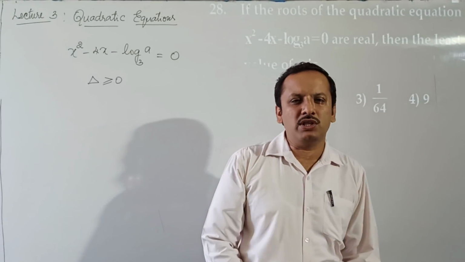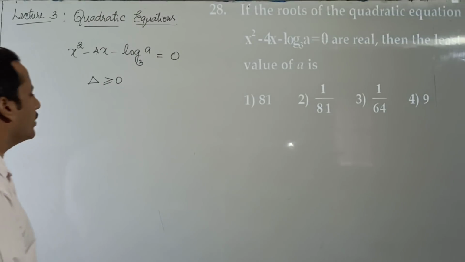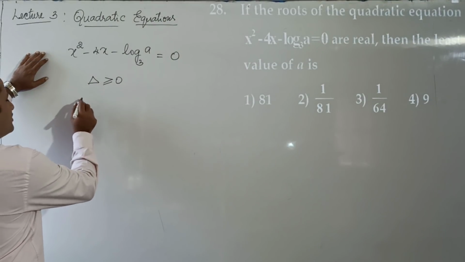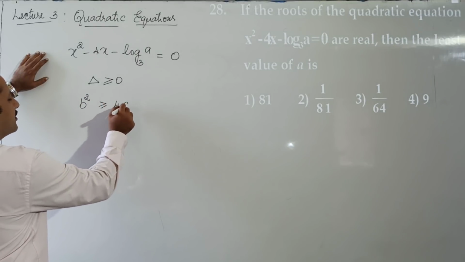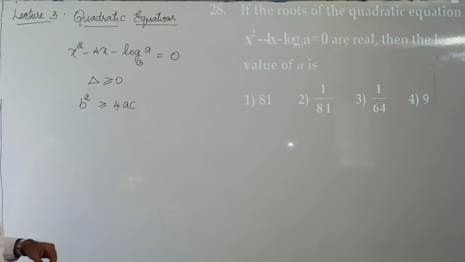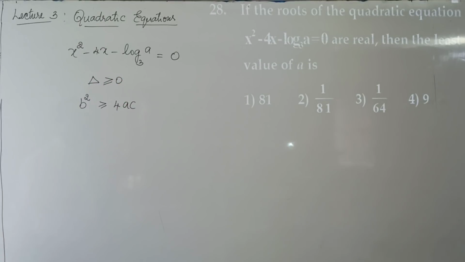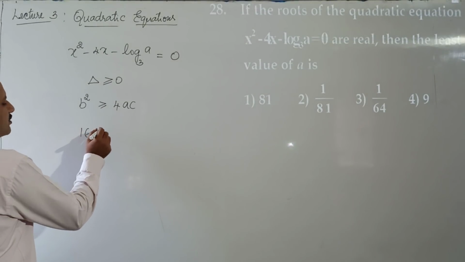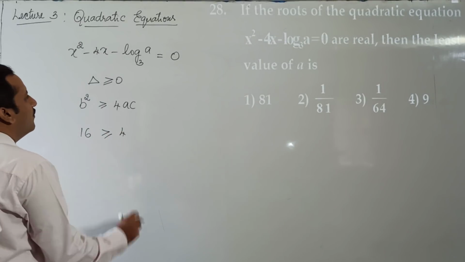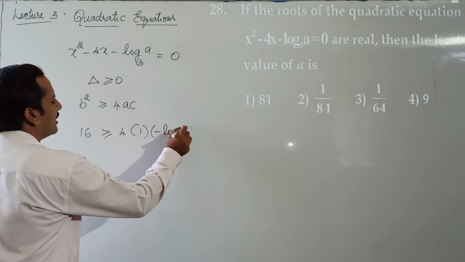So what I do is I will consider both the cases, delta greater than or equal to 0. So that means b square minus 4ac is greater than or equal to 0, or b square is greater than or equal to 4ac. Now coming to this equation, here a is 1, b is minus 4 and c is minus log a to the base 3. b square, minus 4 whole square, 16, that is greater than or equal to 4ac, 4 into a, that is 1, into minus log a to the base 3.